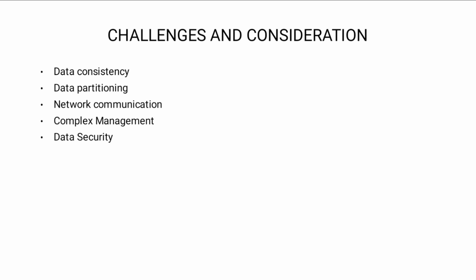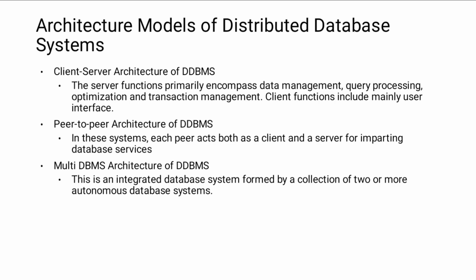Those factors we have seen in the characteristics slide. Communication: systems rely heavily on network communication between nodes, because network issues can affect the performance. Complex management: due to the involvement of multiple nodes and data, synchronization issues can be possible. Security is crucial to prevent unauthorized access and data breaches. It is a very big challenge.